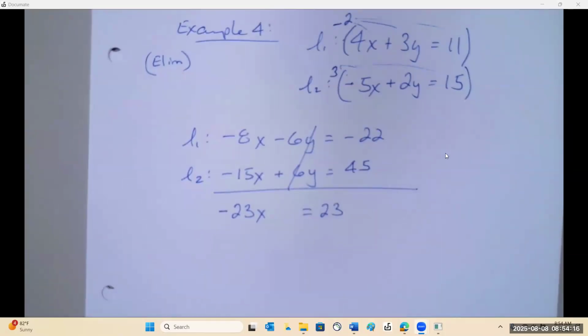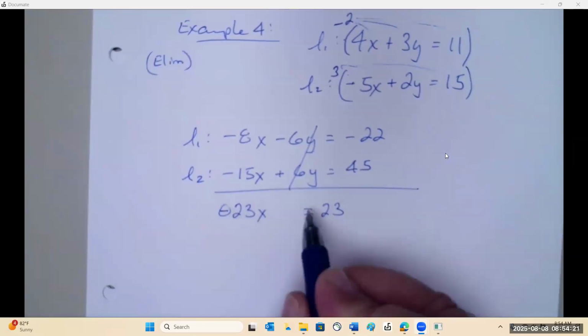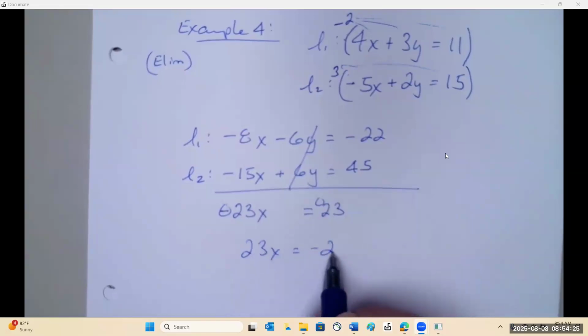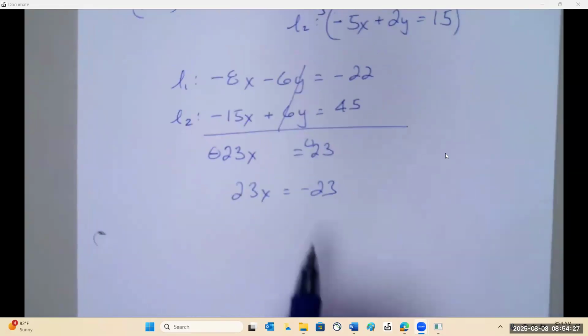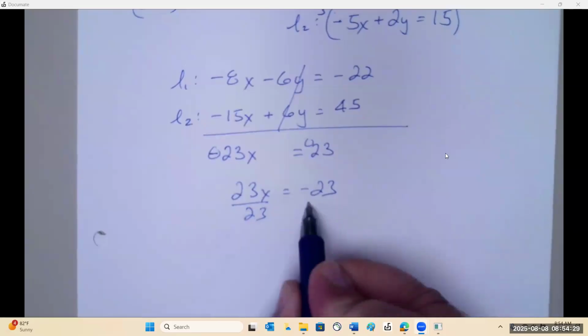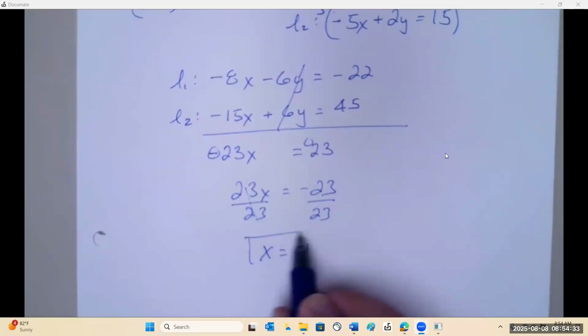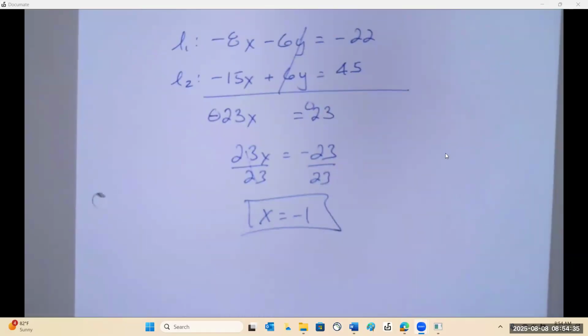I've been trying to tell you guys from day one, do it in steps. First step, change the signs. Then divide by 23. X equals -1. Most errors occur because of negative signs. A lot of them happen because people try to divide by negatives and they just forget about them.